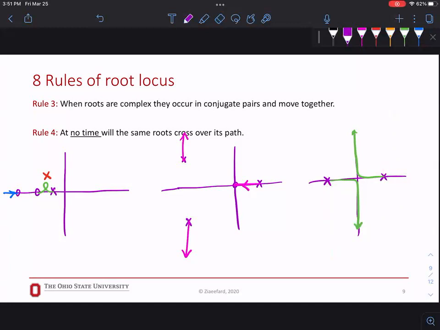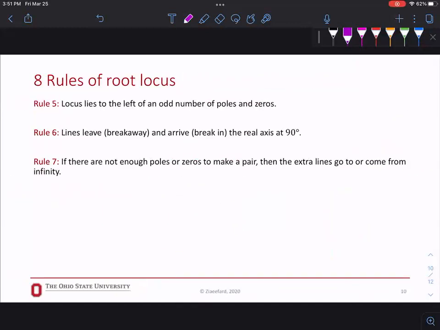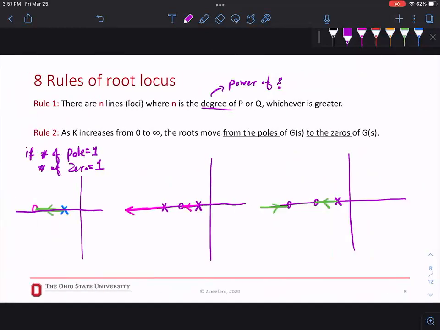All right, so let's get to it. Rule 5, locus lies on the left of an odd number of poles and zeros. So nobody asked me here, why didn't you do this? Why did I not draw this or that? At least this first one makes sense, right? It could have been from the pole to zero. But since nobody asked, there's a rule for it. You can't do it.